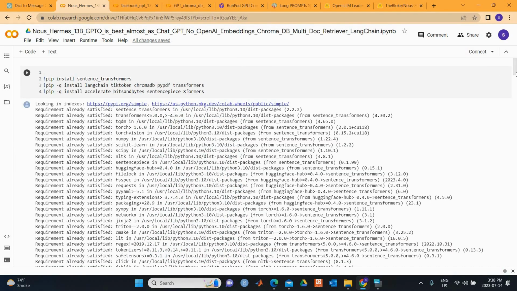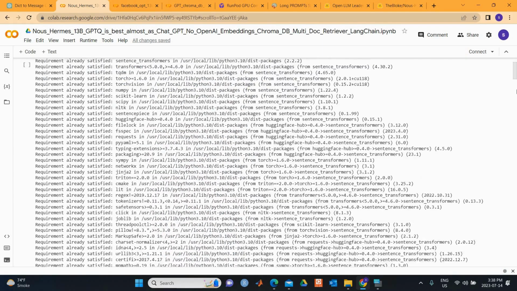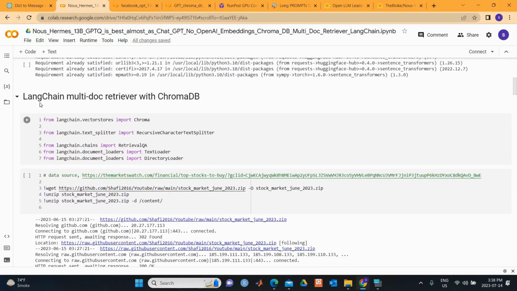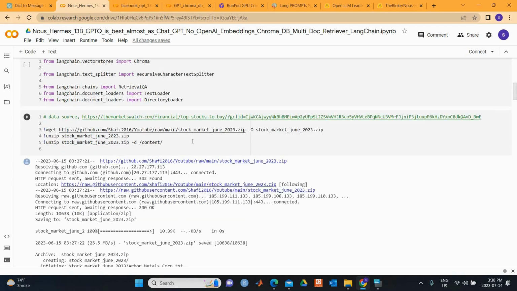So let's start. First, we install the necessary packages. Then we set up the LangChain multi-doc retriever with ChromaDB. We import all the necessary functions, and then we get the data from my GitHub account.